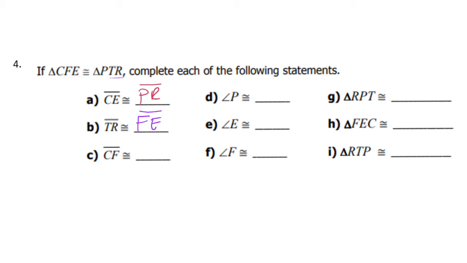Then you want to look at the next one, CF. Actually, let me change colors. CF, so the first two is going to be PT. And hopefully you're seeing how these kind of match up, and so you can do that on your own and try them, and then just check your answers. Angle P is going to be congruent to angle C. Angle E is congruent to angle R because it's last, and angle F is congruent to angle T.